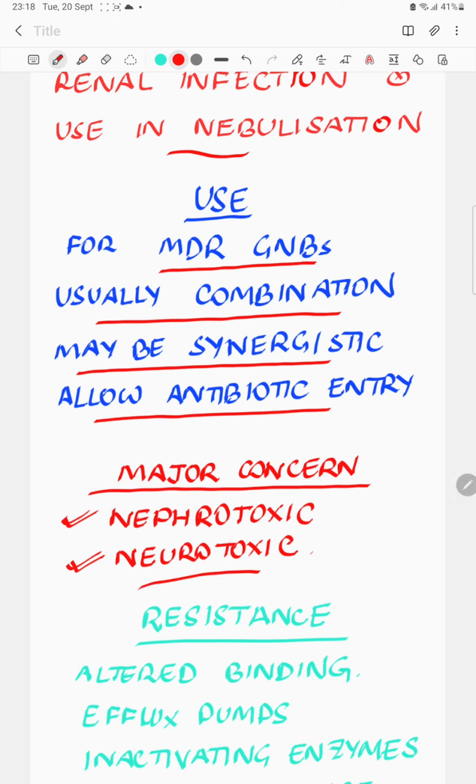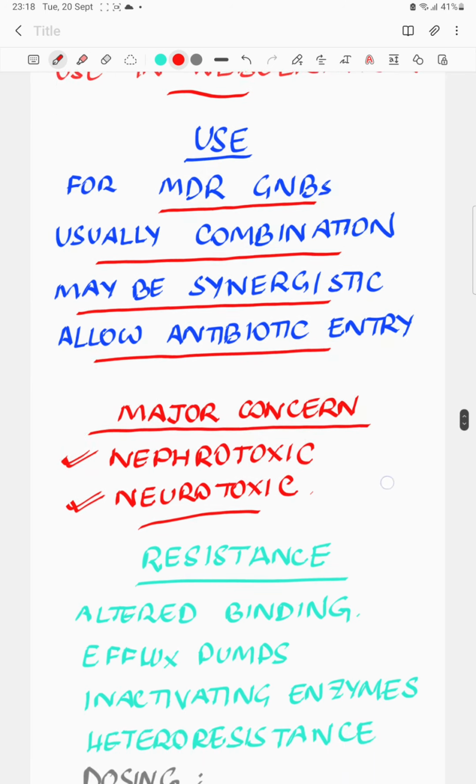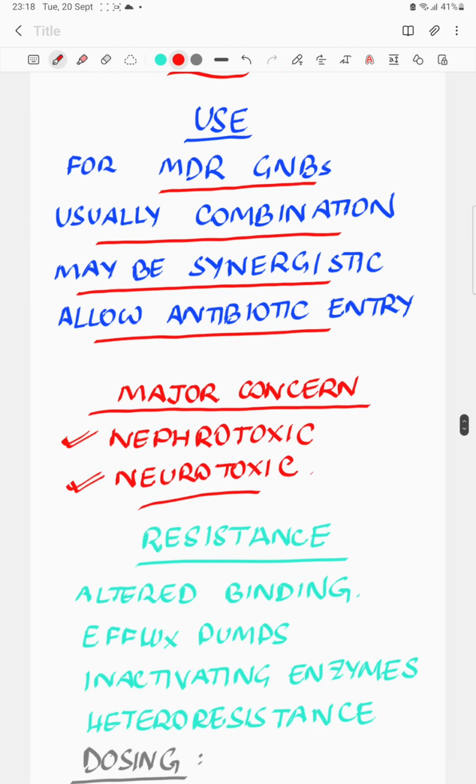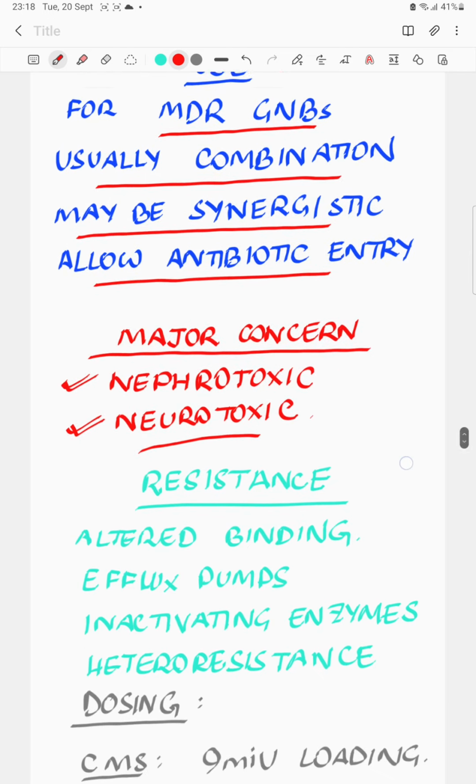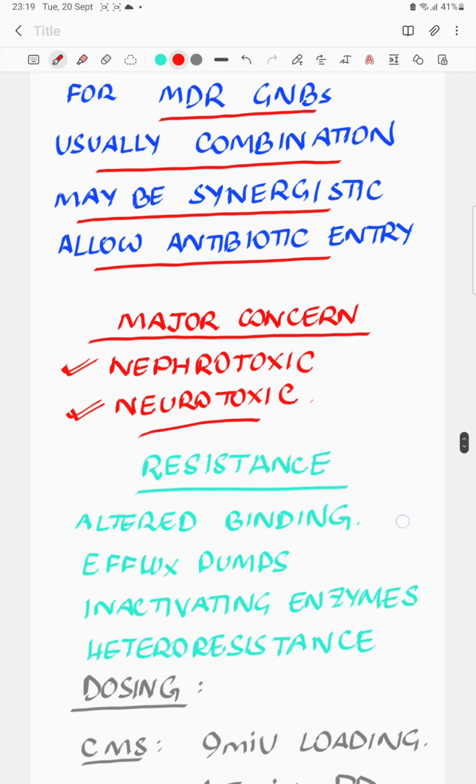You may have a patient with severe neuromuscular weakness, encephalopathy, convulsions, or a myasthenia-like weakness. All of these may be caused by colistin, and this should always be kept in mind whenever we are using it in critically ill patients.